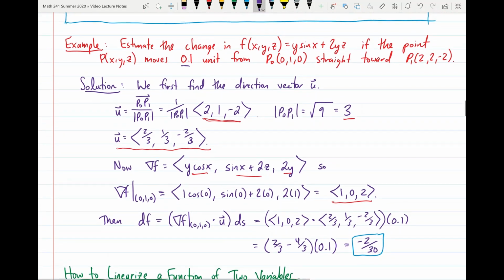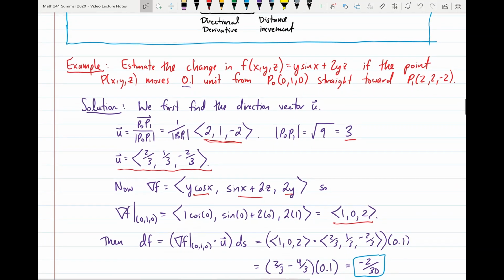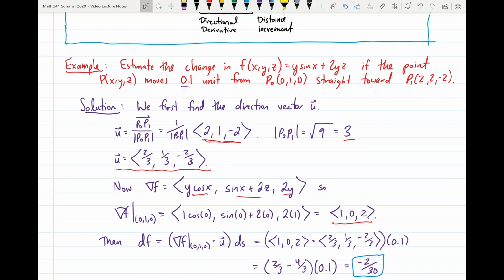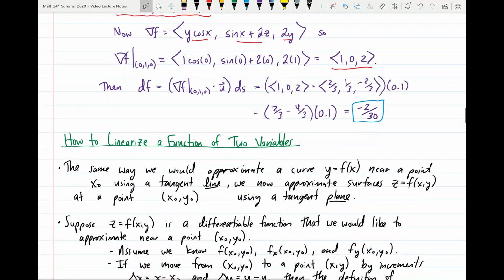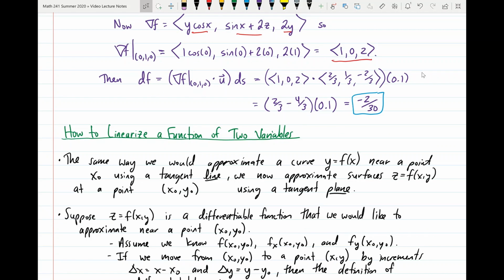So that is the estimate of the change in f as we move 0.1 units in the direction given by the vector from P naught to P1.